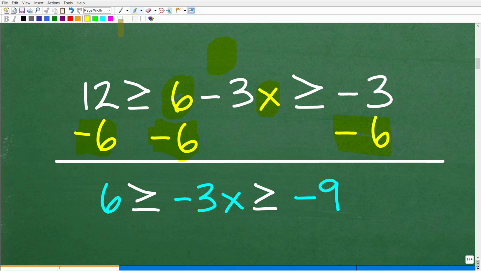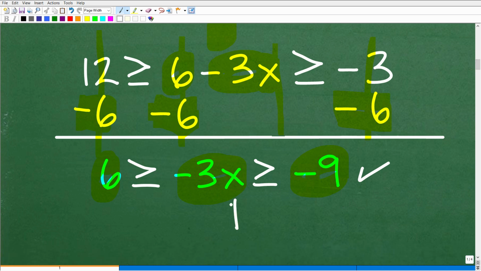Now you're going to simply add down in a column manner. So we have 12 minus 6, which of course is 6, and then 6 minus 6 is 0, and I'm left with negative 3x in the middle here, and then minus 3 plus negative 6 is negative 9. So this would be the first step here, but we're not done yet.